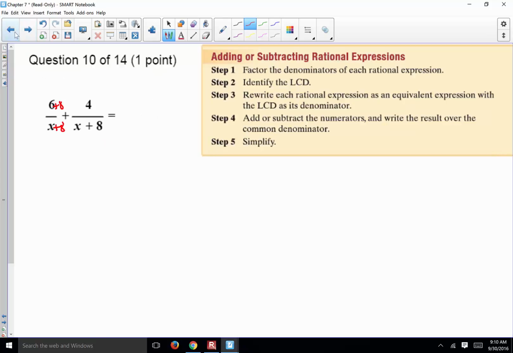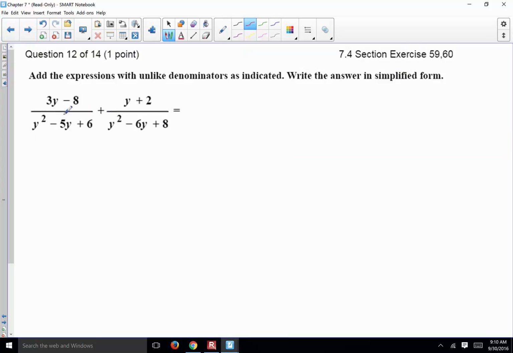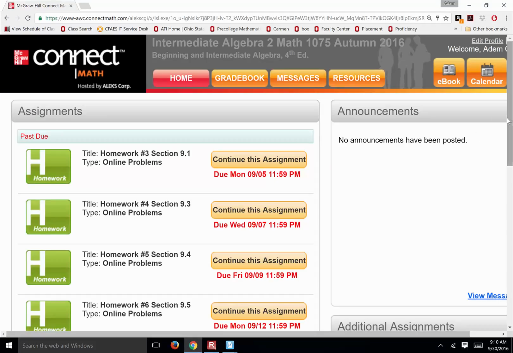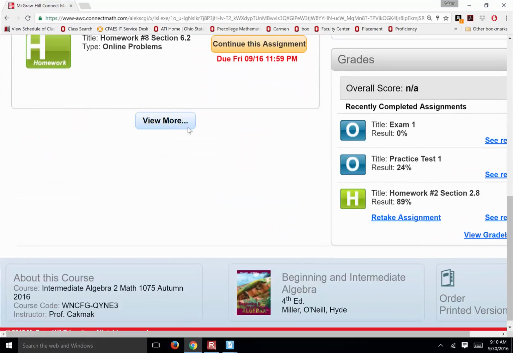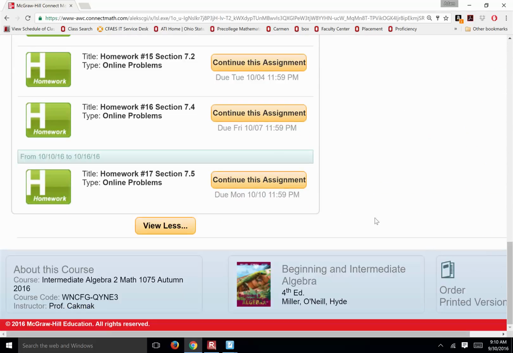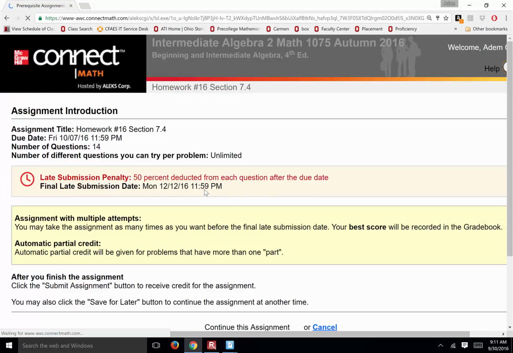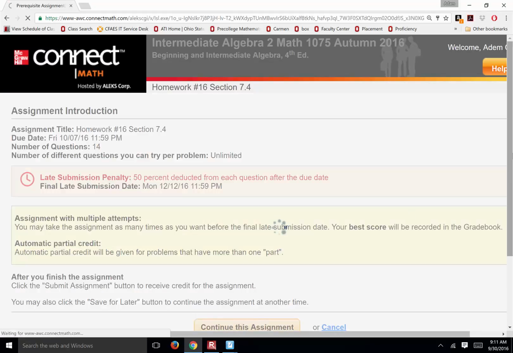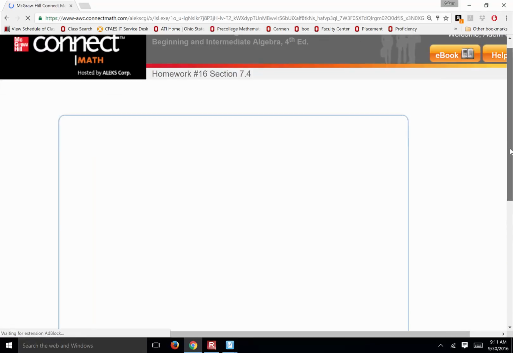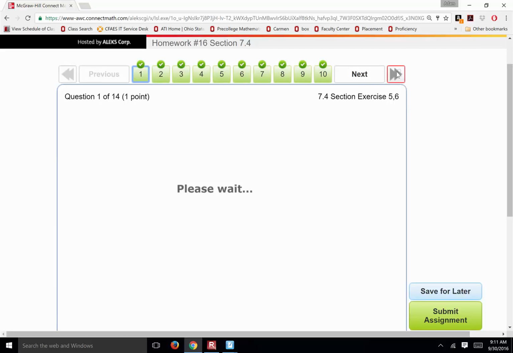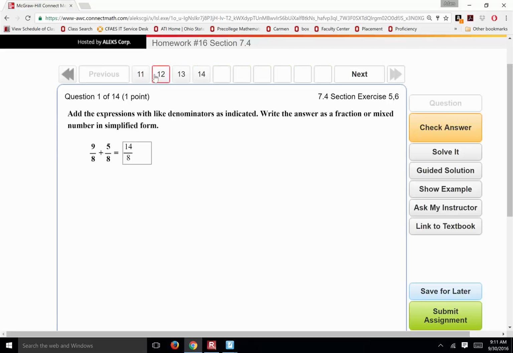Alright, this was where we left. We finished this, and we haven't finished this, right? I'm just double checking. I don't want to solve something again. We are continuing with 7.4, question 12.